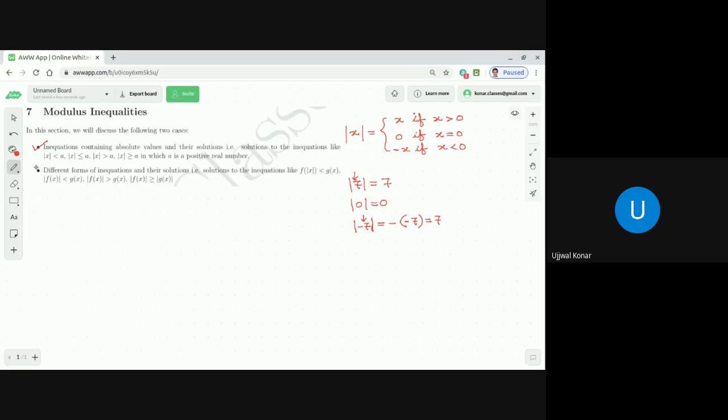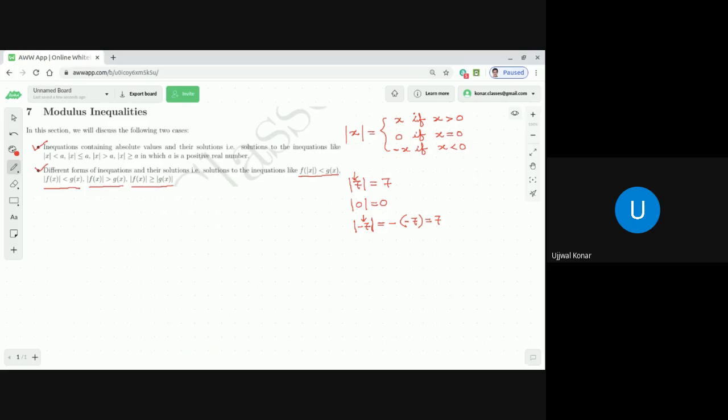And the second thing we'll see is a little advanced one, that is a different form of inequations and their solutions. That is, solutions to inequations like f of mod x less than g x, then mod of f x less than g x, mod of f x greater than g x, and mod of f x greater than or equal to mod of g x. These are the different forms of inequations. And we will see, dear students, that if we follow the methodology and the guidelines properly, the questions which apparently look difficult will not be difficult.